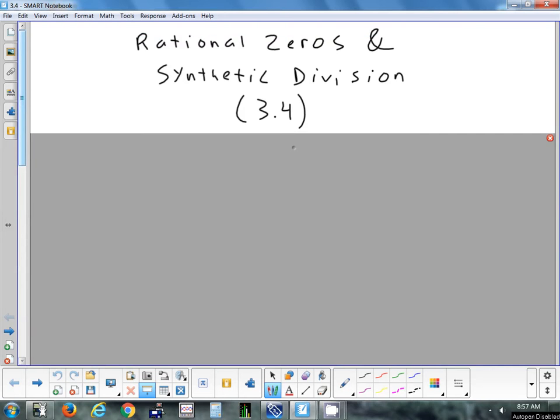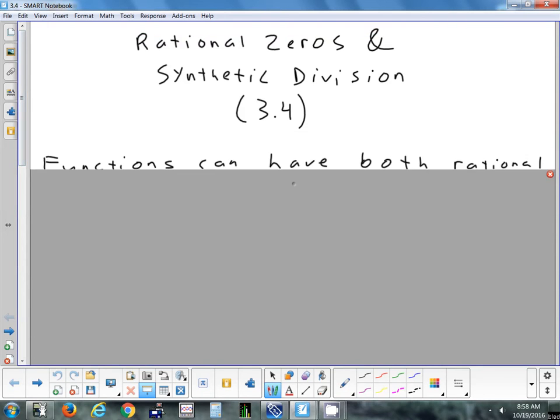And we'll also talk about rational zeros. In other words, how can we find all the roots of a polynomial that are fractions? And that's the idea that's going to help us to take something that's a cubic and turn it into a quadratic. All right? So we'll talk about both of those today.